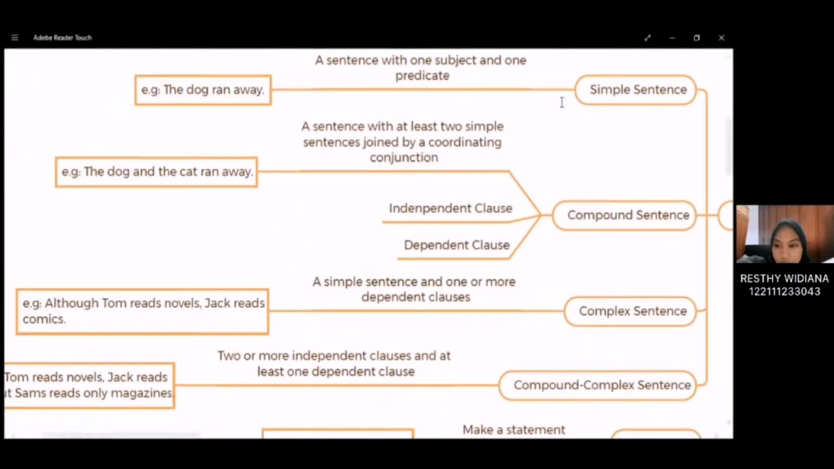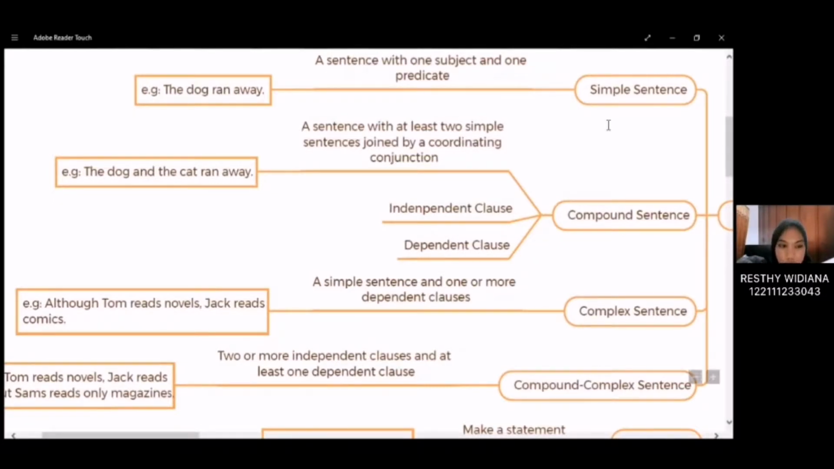Next, compound sentence. A compound sentence is made up of at least 2 simple sentences joined by a coordinating conjunction. For example, the dog and the cat ran away. The 2 simple sentences in a compound sentence are called independent clauses. A second type of clause used to construct sentences is dependent clause.